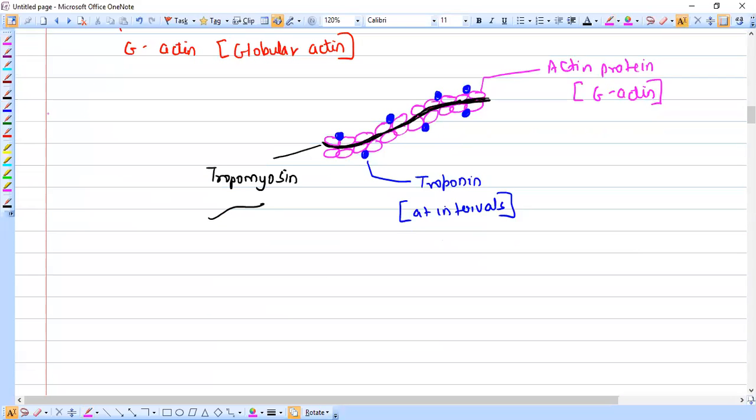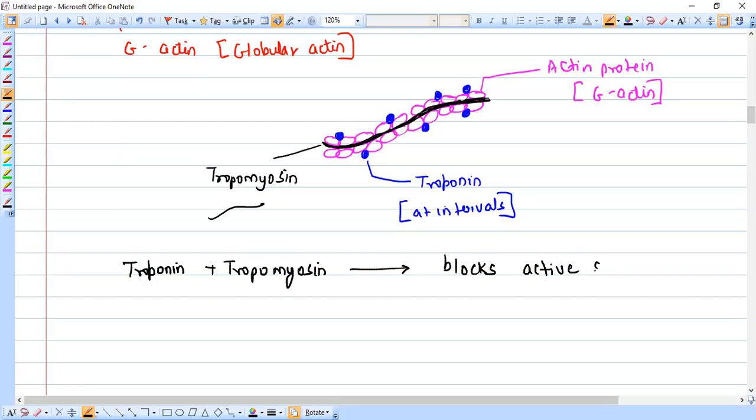Now to understand this, we have one very important statement. It says that troponin plus tropomyosin, what they do is together they block the active site at rest. So if the muscles are at rest, there is no conduction of impulse. So I can say that these troponin plus tropomyosin will block.